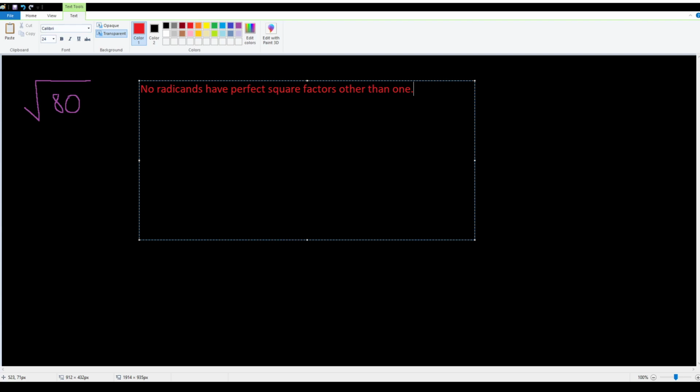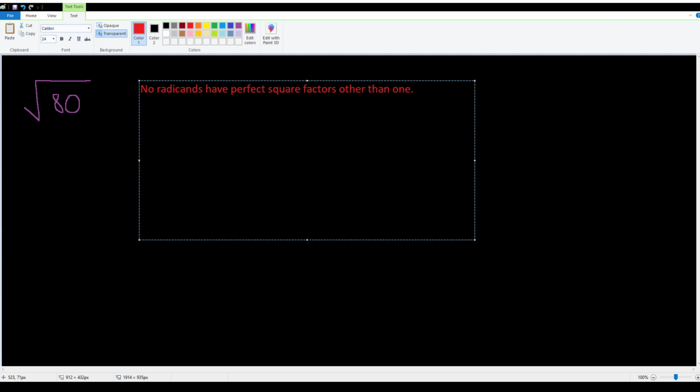Now we'll talk about our perfect square factors in a second, but we have to understand that if it does, that means that we can simplify it. So if underneath the square root it was something like the square root of 13, that can't be simplified because that doesn't have any other perfect square factors other than 1. So that's the first rule.